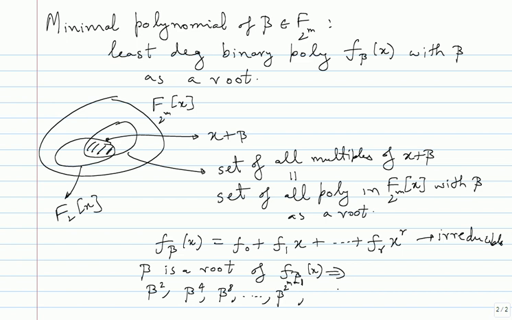Okay, but you know what that is? What is beta power 2 power m? It's equal to beta, right? Notice that beta power 2 power m is beta times beta power 2 power m minus 1. And what do I know about beta power 2 power m minus 1? It will become 1. So this becomes beta and I get a repetition.